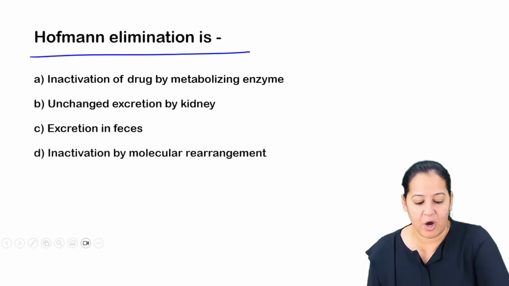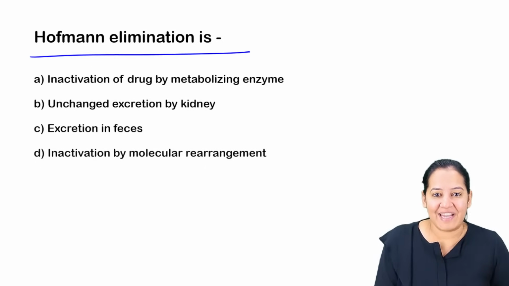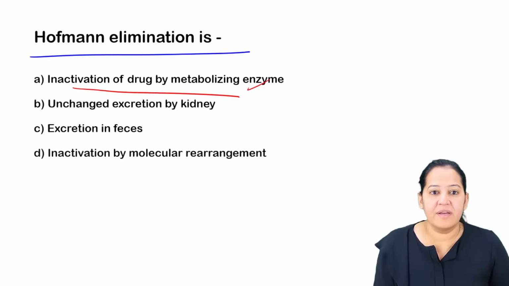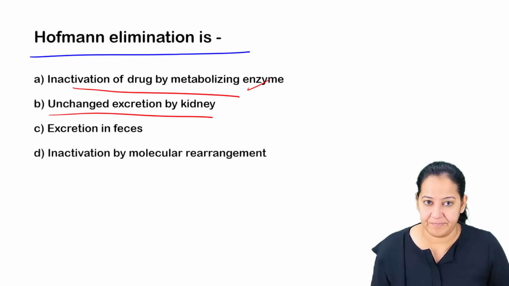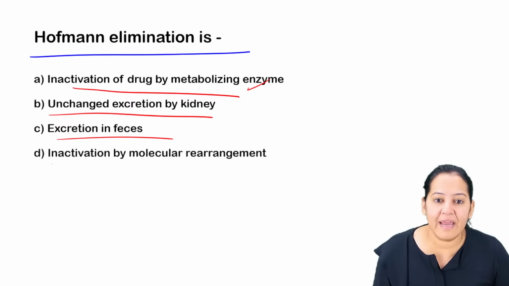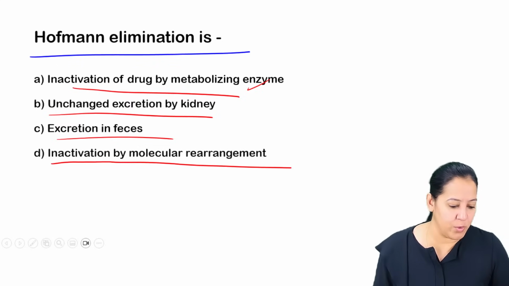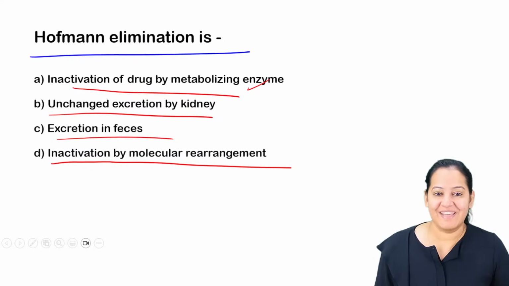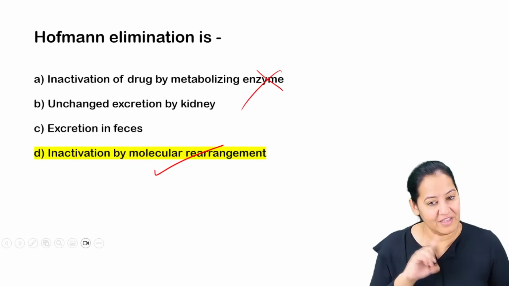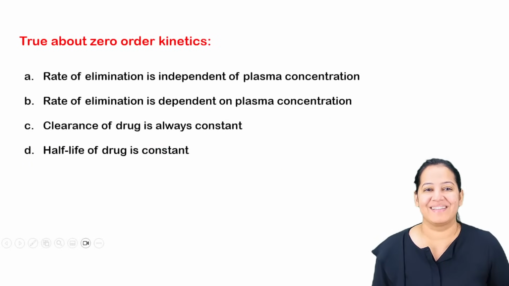But what is Hoffman elimination? How will you define it? Is it inactivation of the drug by metabolizing enzyme, using the enzyme? Or is it unchanged excretion by the kidney? It is non-polar only, it is going in the kidney. Or is it excreted in the feces? Or is it inactivation by molecular rearrangement? What do you say? Yes, the correct answer is D. It is without the agency of the enzyme. Without the agency of the enzyme, this happens. So the correct answer is D.